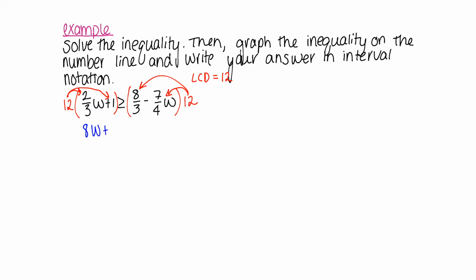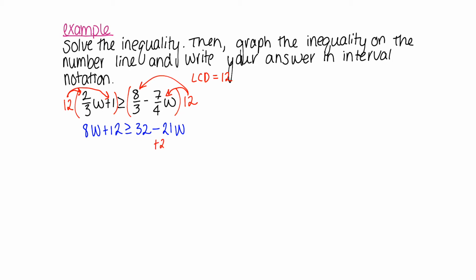8w plus 12 times 1 is just 12, greater than or equal to. Right? So then 12 divided by 3 is 4. 4 times 8 is 32. So we get 32 minus 12 divided by 4 is 3. 3 times 7 is 21. You would get the same results if you did 8/3 times 12 in your calculator or 7/4 times 12 in your calculator. So now I have something that looks a lot better and I don't have any fractions to deal with at all. I'm going to start by moving my w's to the left-hand side.